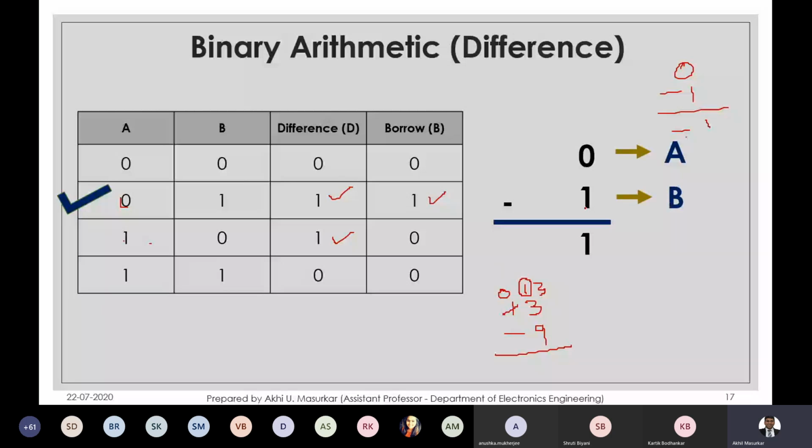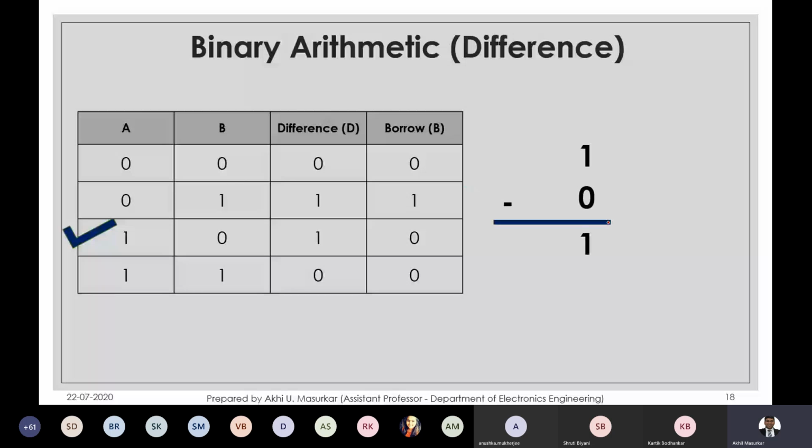So I'll just show you this. Your difference is 1, borrow is 1. In this case, difference is going to be 1, but borrow is going to be 0. And finally, what is 1 minus 1? 1 minus 1 will be 0 only, and there is no question of borrow. So that is why borrow is 0.